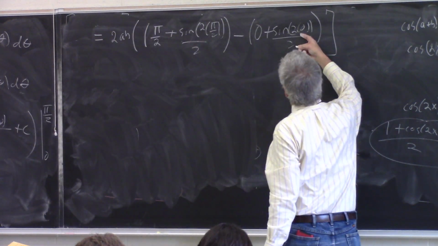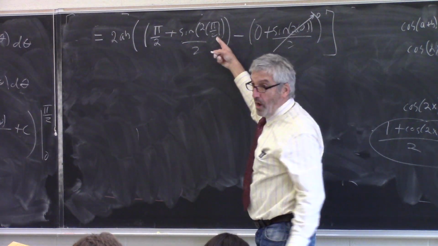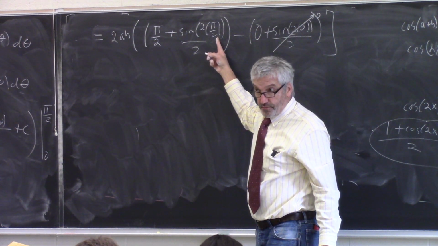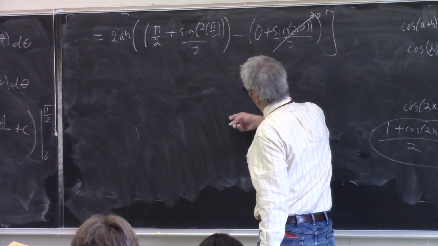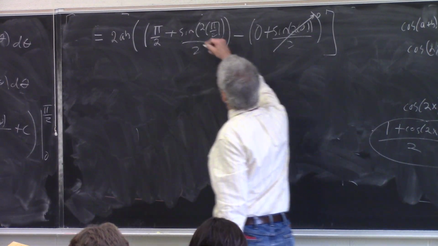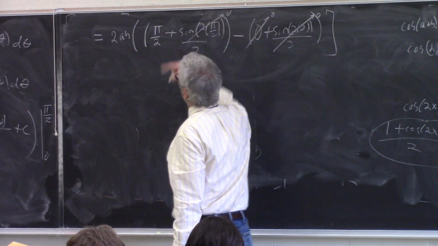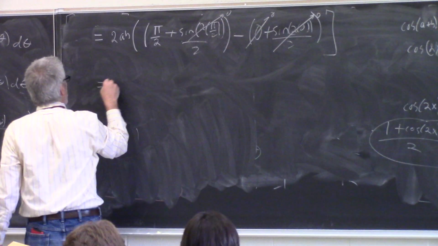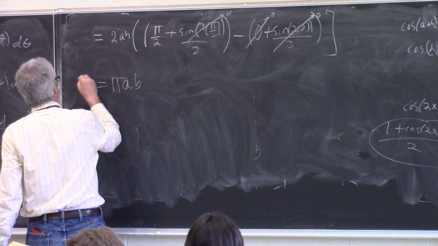Okay, well, sine of 0 is 0, so this term is 0. Sine of pi is also 0. On the unit circle, that's way over here on the far left side. So this is also 0. So all these terms are 0 except for that one. So I end up with pi AB for the area of an ellipse.